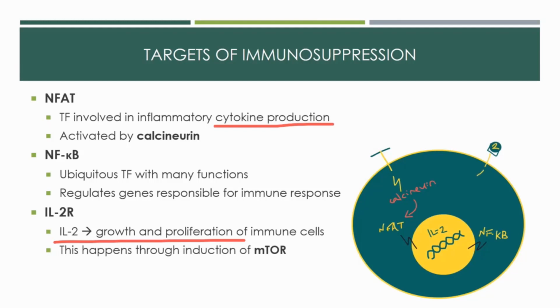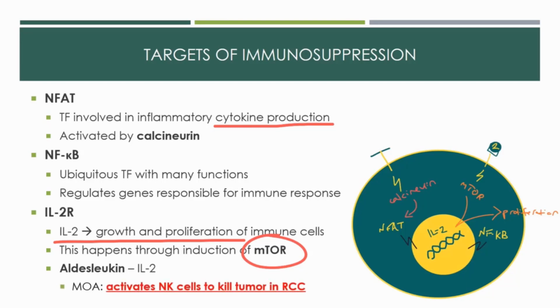When the IL-2 receptor is stimulated, it activates mTOR. mTOR is a protein kinase with downstream effects on translation. Its pathway is central to metabolism and growth, and inappropriate activation of the mTOR pathway has been implicated in many malignancies. IL-2 is called aldesleukin in drug form, and it works by causing the proliferation of immune cells. One of its main uses clinically is to activate natural killer cells to kill tumor cells in renal cell carcinoma.